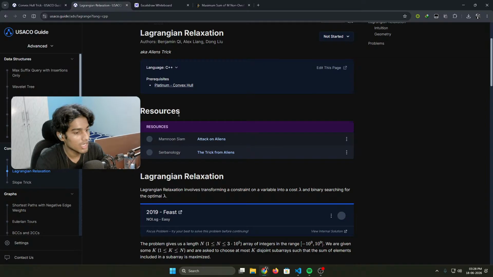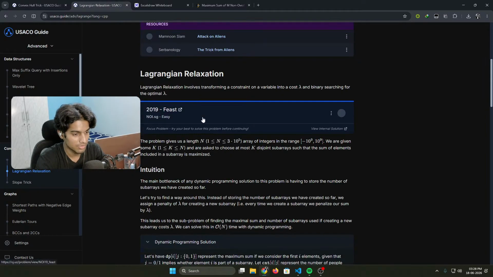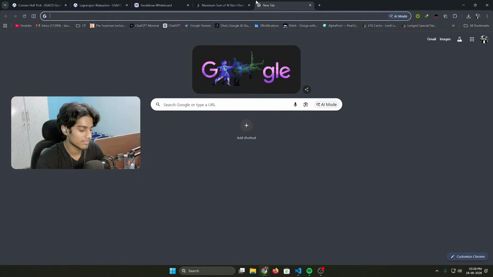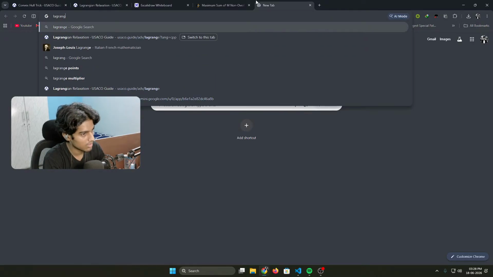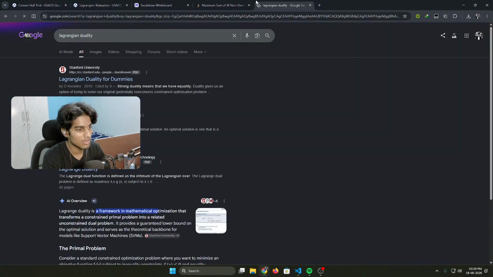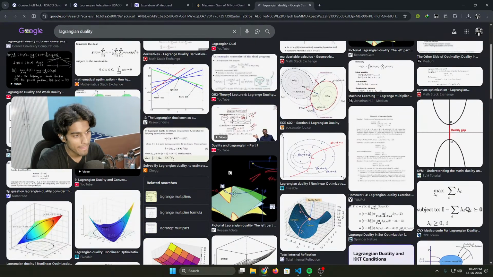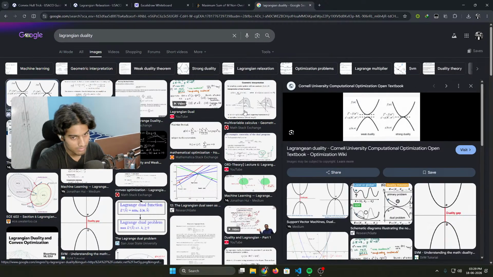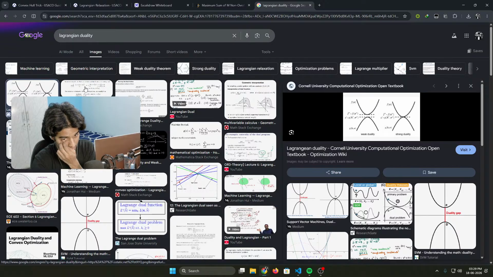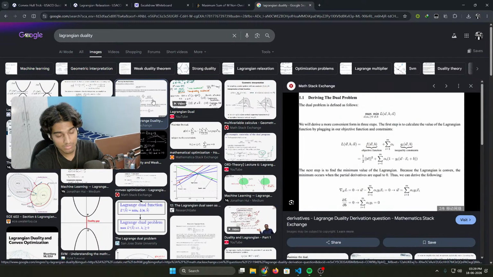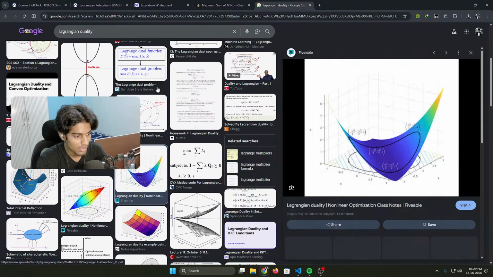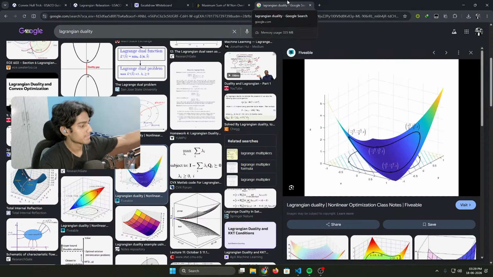So it's also called Lagrangian duality. You can check it out. I mean, first you differentiate.